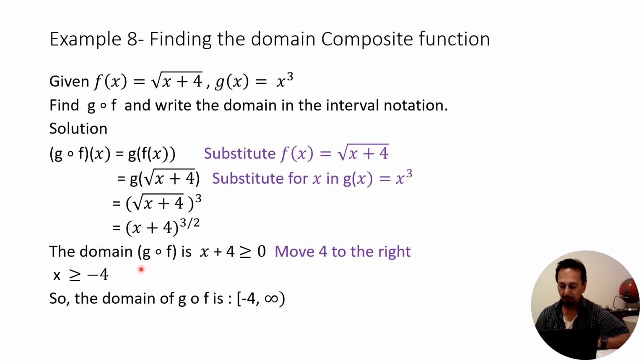Now let's find the domain of what we found. Well, this is a kind of square root function. So the domain would simply be x plus 4 bigger than or equal to 0. Now I move the 4 to the right, so it becomes x bigger than or equal to negative 4. So the domain of this composition of g and f in interval notation is negative 4 to infinity. And g of x has no restriction, so this is the final answer.